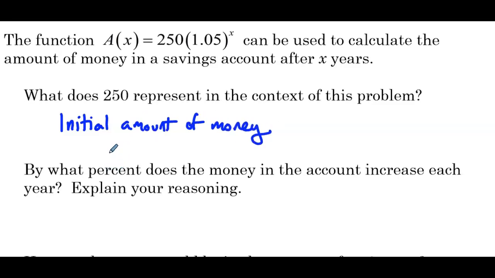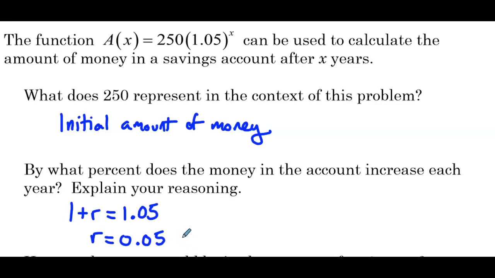By what percent does the money in the account increase each year? Explain your reasoning. So first, looking at the base of the exponential function, 1.05 is greater than 1. So we do have exponential growth. Now the question is, how much greater than 1 is the base? So we could set up an equation, 1 plus r equals 1.05. Subtract 1 from both sides of the equation, so r would be equal to 0.05.